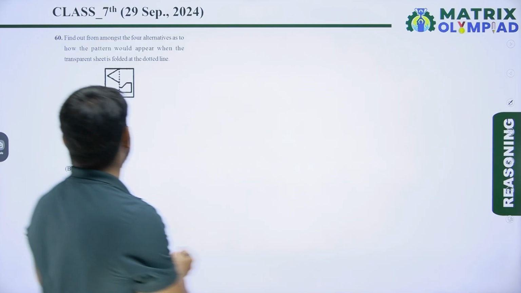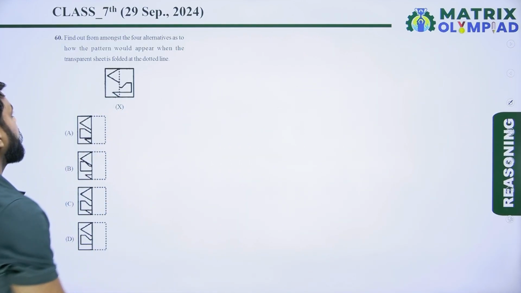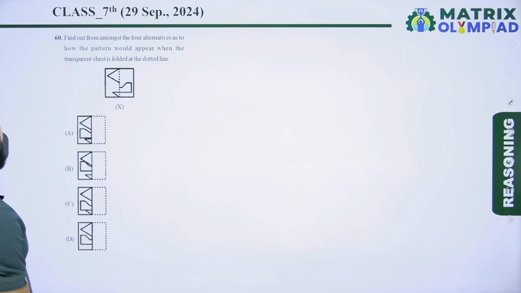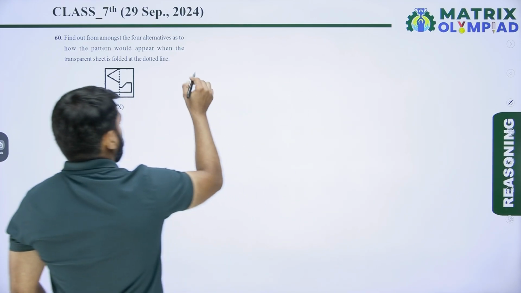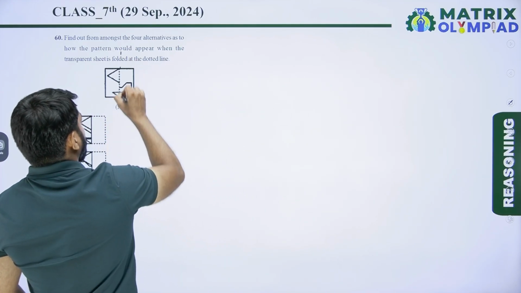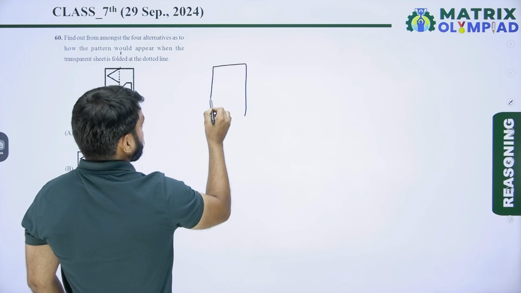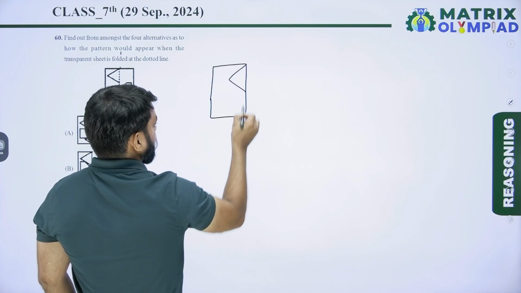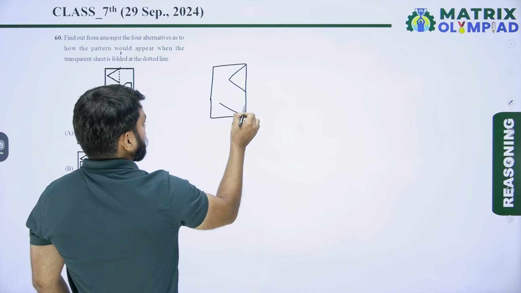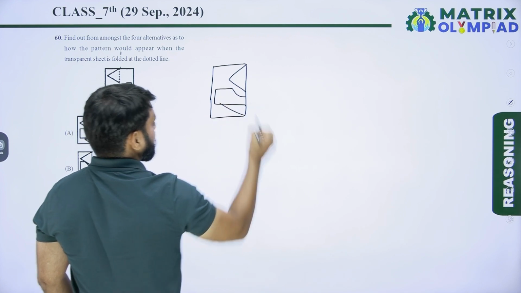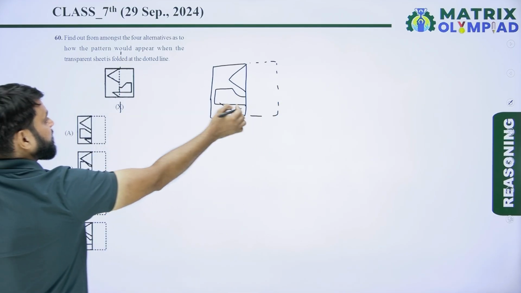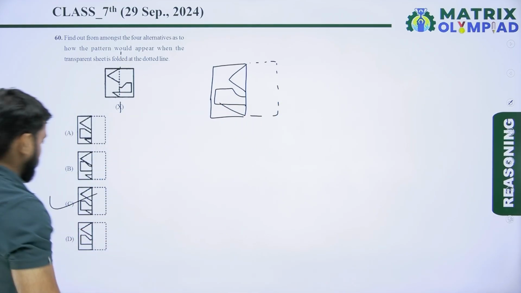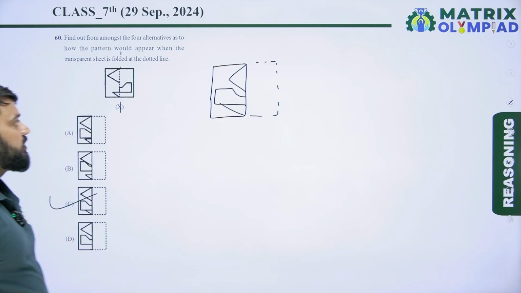So now the next question is question number 60. Find out from among the four alternatives how the pattern would appear when the transparent sheet is folded at the dotted line. If we fold this sheet along the dotted line, then this transparent sheet will look something like this. So this is the folded sheet. And it means option C is the correct answer of this question.